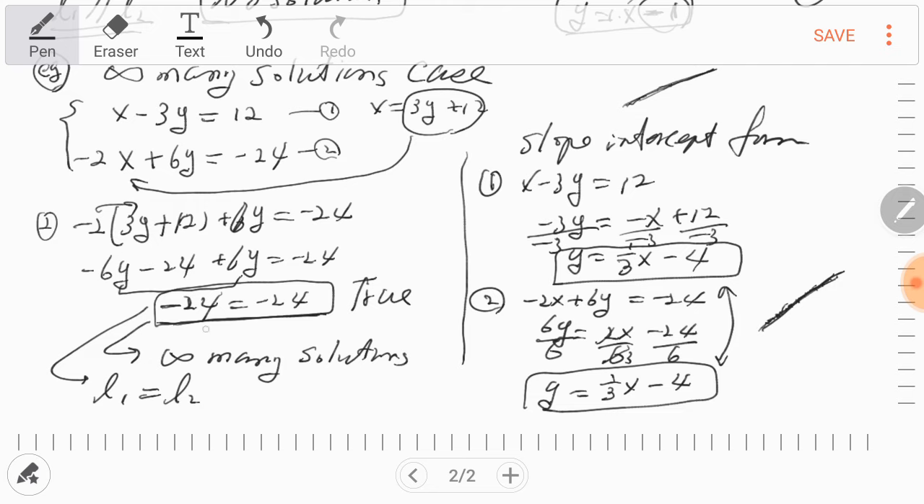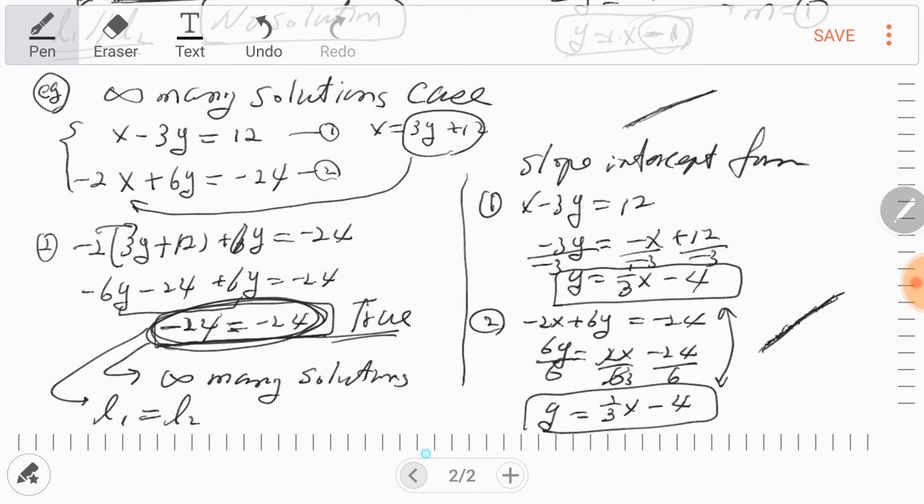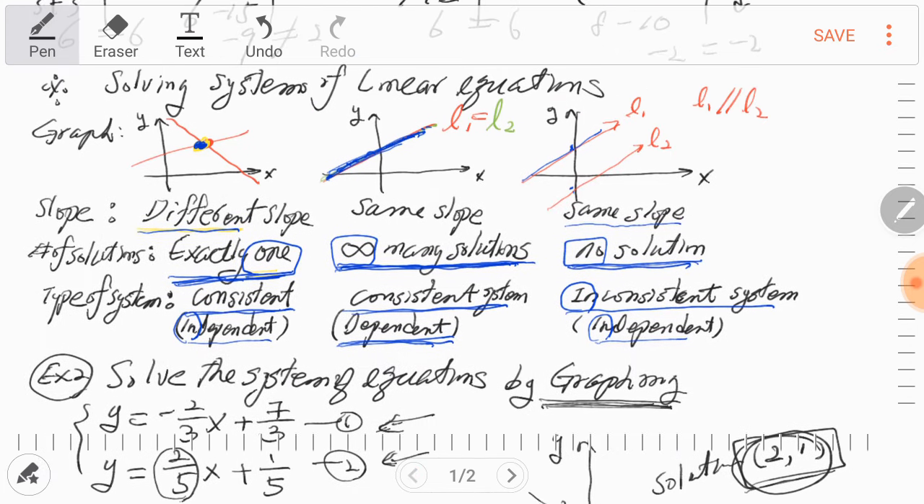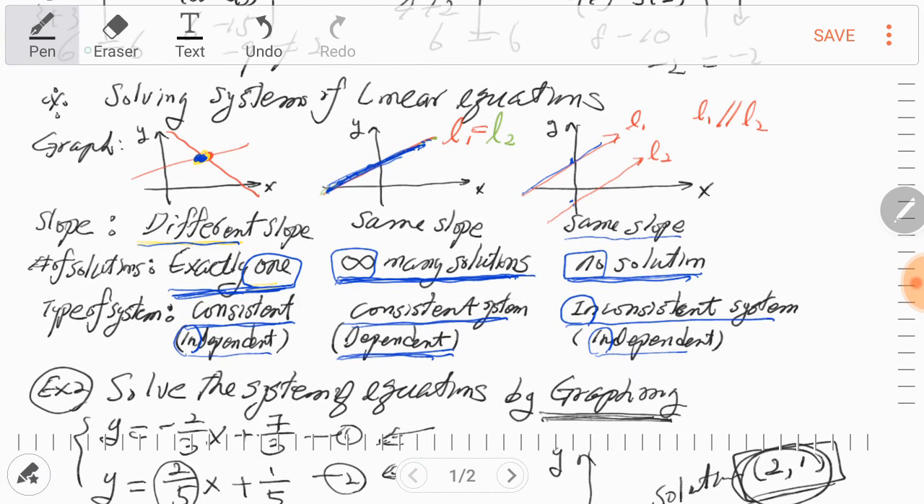So here is the case. If the result is true, then the conclusion is that the system of two linear equations has infinitely many solutions. Let me write a comment on this. Rewrite this one.